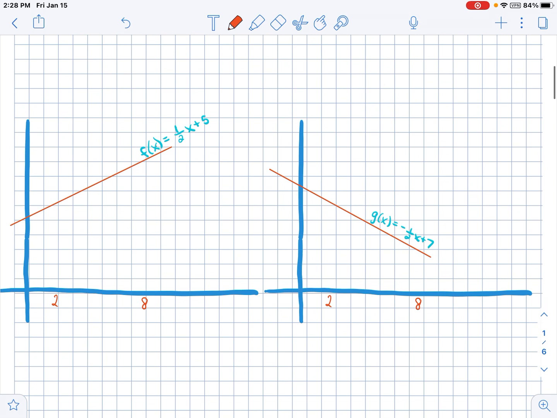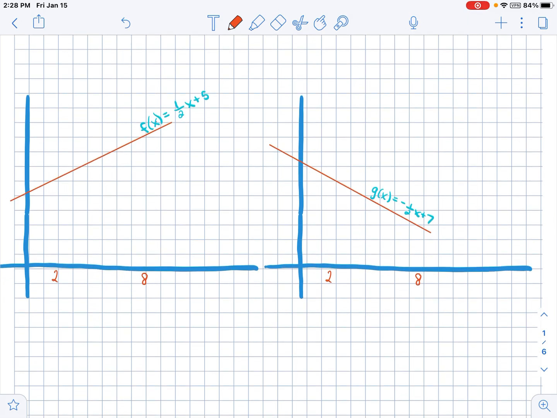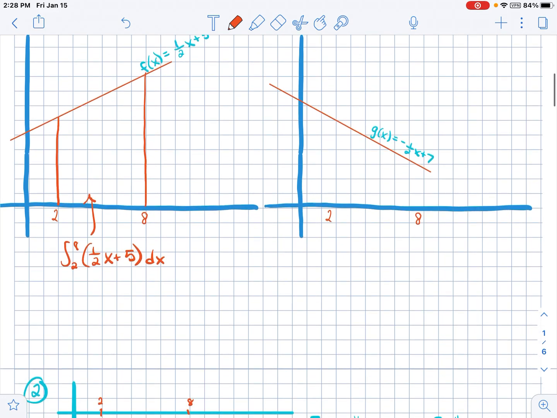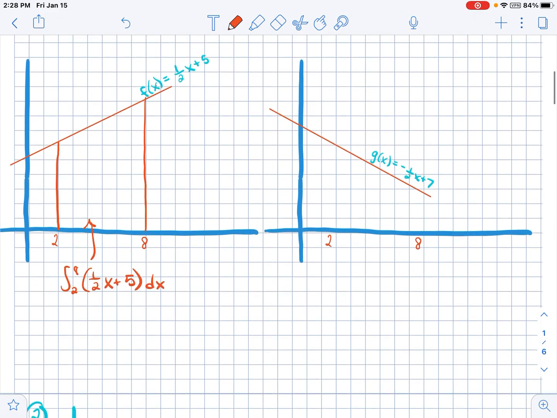If I look at the first function, 1/2 x plus 5, I can find the area under this function using calculus by using the fundamental theorem of calculus. So this region here, I can find the area from 2 to 8 under 1/2 x plus 5 by using the fundamental theorem of calculus. So if I find the antiderivative, 1/4 x squared plus 5x, I will evaluate that from 2 to 8.